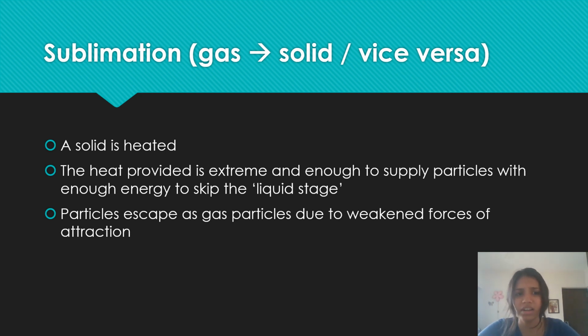Same thing, a solid is heated. The heat provided is extreme, and so it is enough to supply particles with energy to skip the liquid stage. So the heat provided to the solid is so much that the particles don't first gain energy and start sliding over each other. They immediately start bouncing off the surface because that much heat is supplied to them. And so the particles start colliding with each other and bouncing off the surface, and so they become a gas. And the forces of attraction are weakened to a huge extent. Okay, and that's how they become gas particles.